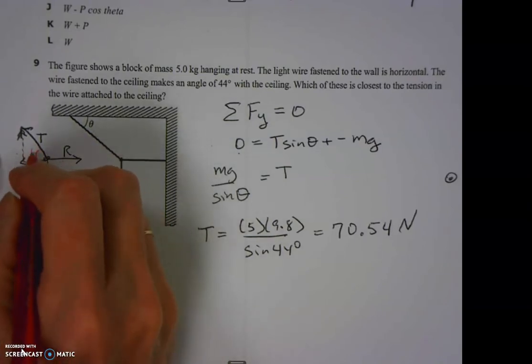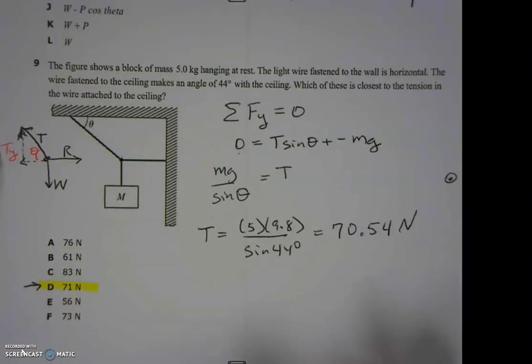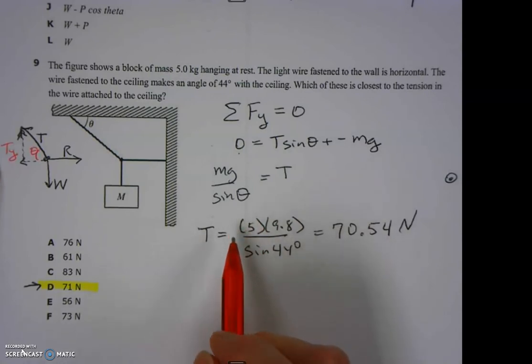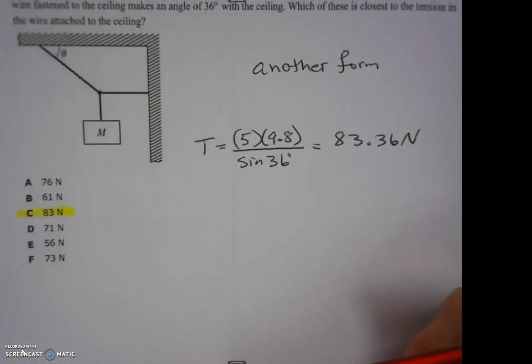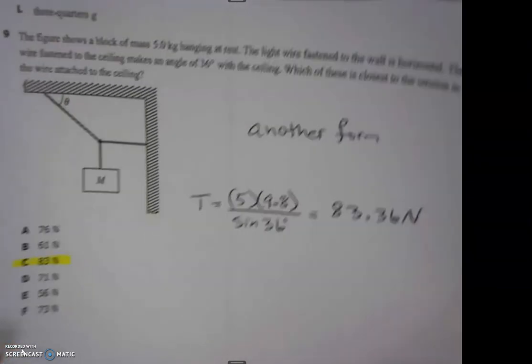This Ty right here, the Y component, is opposite the angle that I know. Therefore, I'm going to use the sine to find it. So when I rearrange, the tension is the weight divided by the sine of the angle. So that one was 70.54, rounds up to 71. Here's another form that just had a different angle. In this case, the sine of 36 was the denominator.